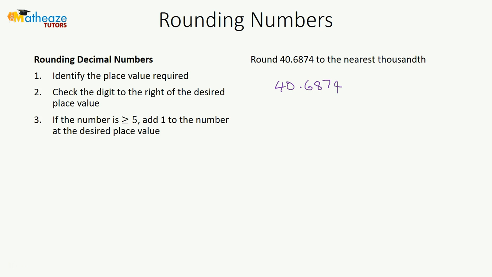And finally, we have 40.6874. And we're going to round this to the nearest thousandth. So 6 is in the tenths place, 8 is in the hundredths place, 7 is in the thousandths place. So now let's round to the nearest thousandth. We have to look at the digit to the right of 7, which is 4. 4 is less than 5, so 7 remains unchanged. So we get 40.687. So these are the rules in rounding numbers, whole numbers, and decimal numbers to the nearest place value that is requested.